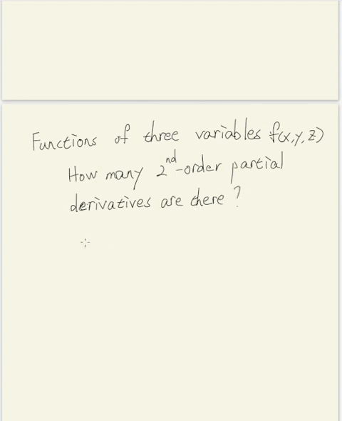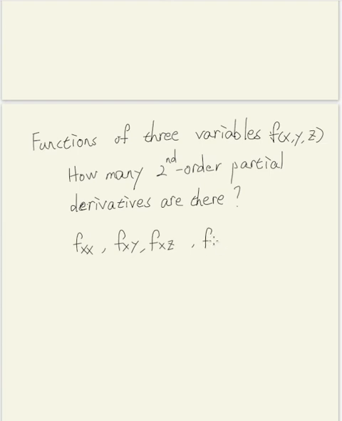Well, let's see. So we have fxx. Essentially, we're just arranging x, y, z in a length of 2. So the first derivative we take is x, the second again is x, or we can take first x and then y, or x and z.